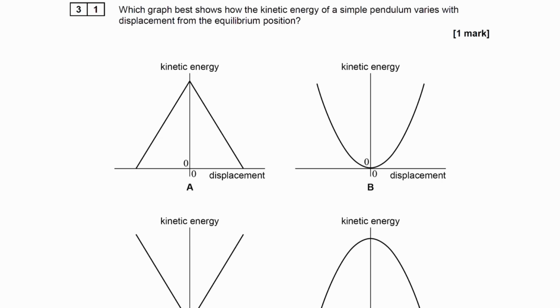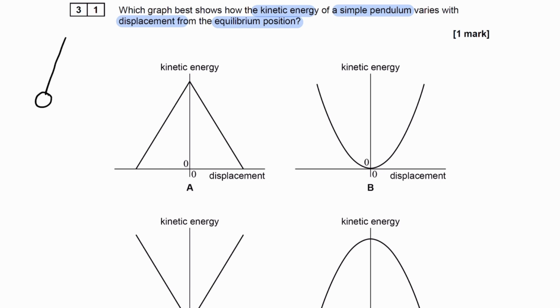Which graph best shows how the kinetic energy of a simple pendulum varies with displacement from the equilibrium position? So let's think about energy transfers as a pendulum swings from side to side. Let's consider the pendulum first of all in the far left position.